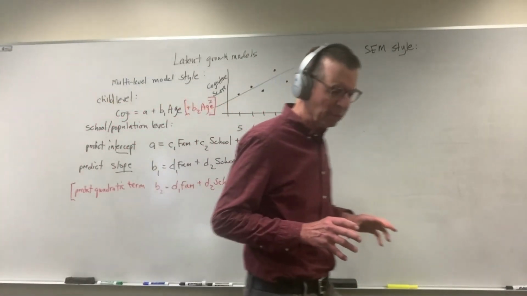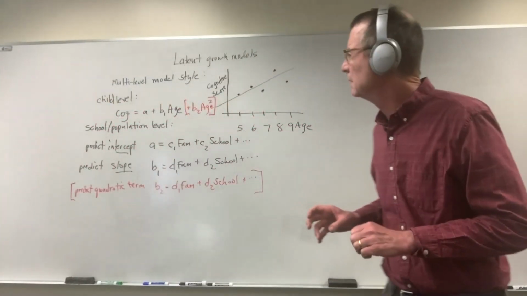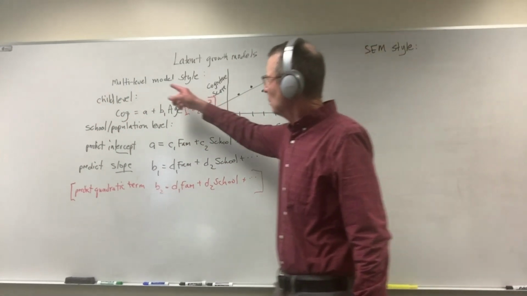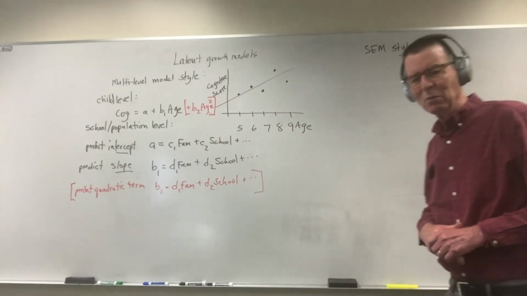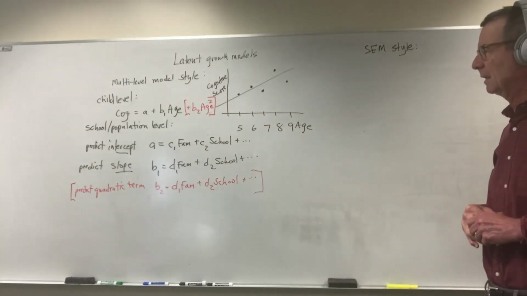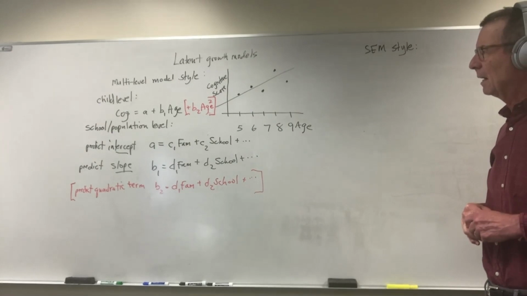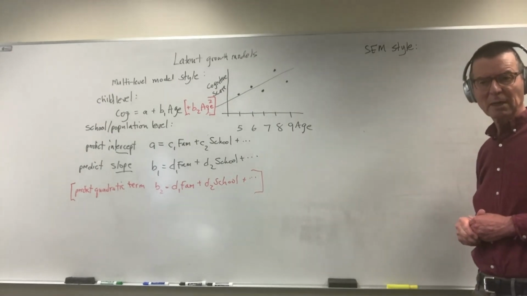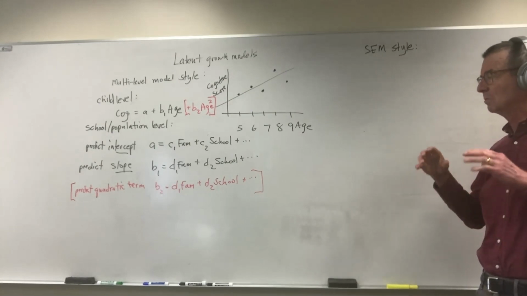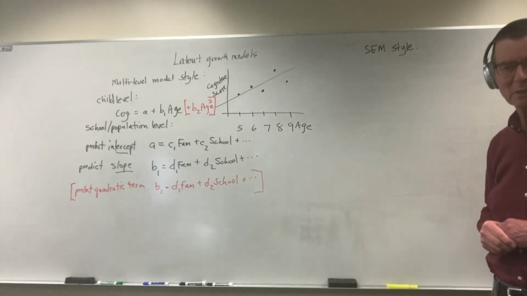These latent growth models can be estimated in 2 different ways. One in a multi-level model. I call it a style. It's just one way of estimating them. An equivalent way is to estimate them with structural equation modeling. The 2 approaches look very different, but actually they're very similar.